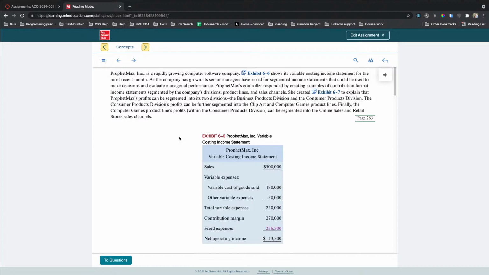ProfitMax's controller responded by creating examples of contribution format income statements segmented by the company's divisions, product lines, and sales channels. She created Exhibit 6-7 to explain the consumer products division's product profits, which can be further segmented into the clip art and computer games product lines. Finally, the computer games product line's profits within the consumer products division can be segmented into the online sales and retail stores sales channels.